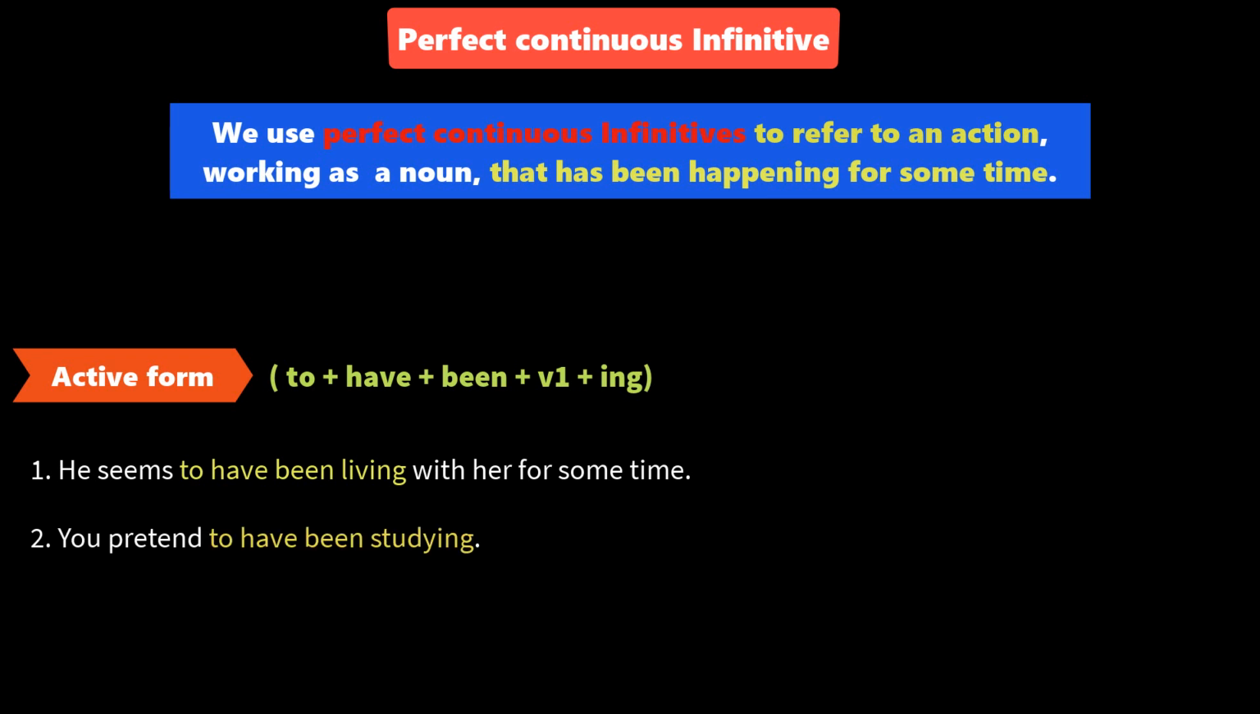Let's look at the next example. You pretend to have been studying. You always pretend something, right? You can pretend an action. Yes, we are pretending an action, and we are pretending an action that has been happening for some time. So you pretend what? To have been studying. Alright. Now please understand this verb pretend allows us to use a perfect continuous infinitive.